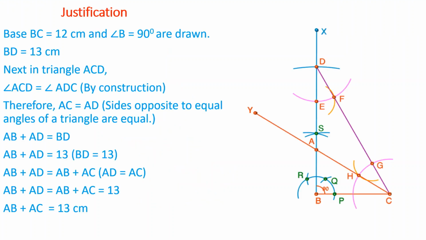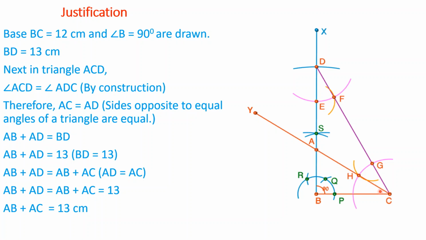We have drawn a right triangle ABC where BC is 12 centimeters, that is the base, angle B is 90 degrees, one base angle, and AC is the hypotenuse of this triangle. So the hypotenuse and the one other side other than the base, AB plus AC, is 13 centimeters. BC is 12, angle B is 90 degrees and AB plus AC is 13 centimeters.